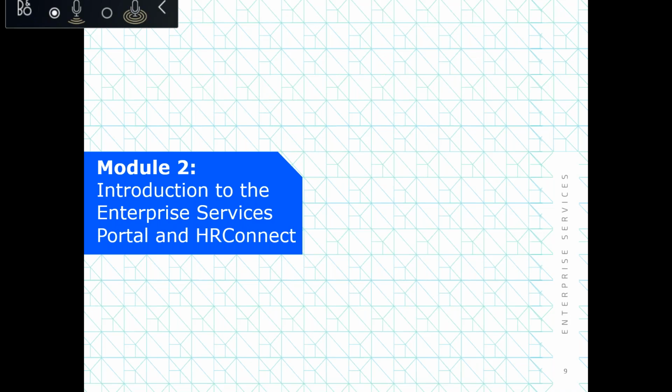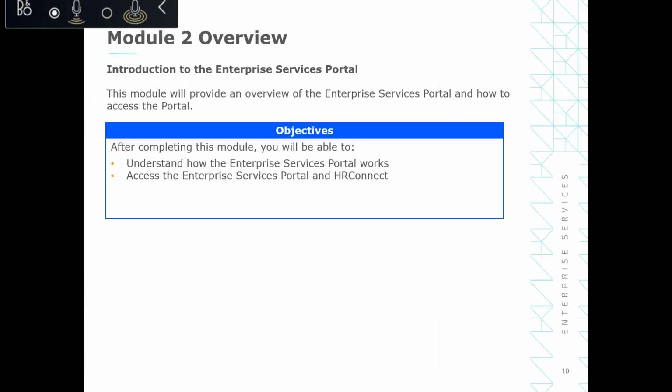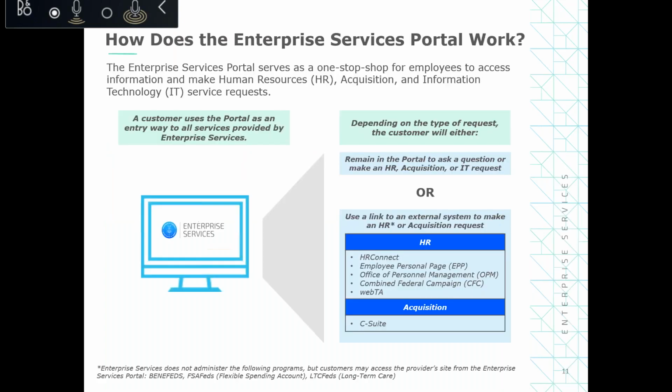All right, let's jump into our second module, Introduction to the Enterprise Services Portal and HRConnect. In this module, we're going to provide you an overview of the Enterprise Services Portal and how to access that portal. This is going to be quick. The ES portal is a one-stop shop for employees to access information and make HR, acquisition, and IT service requests.